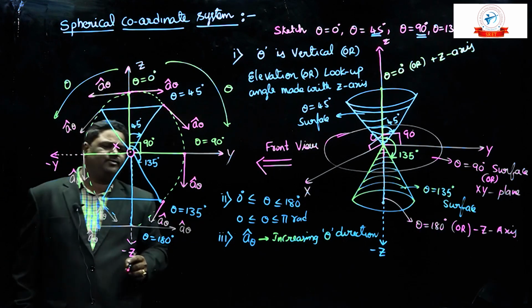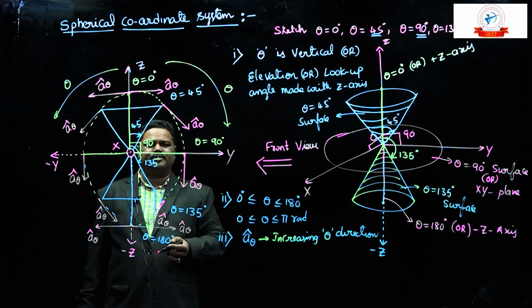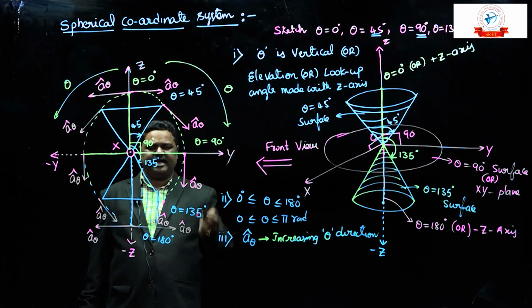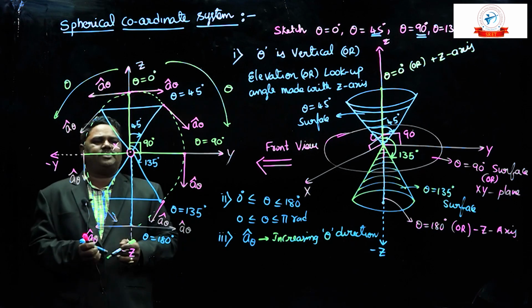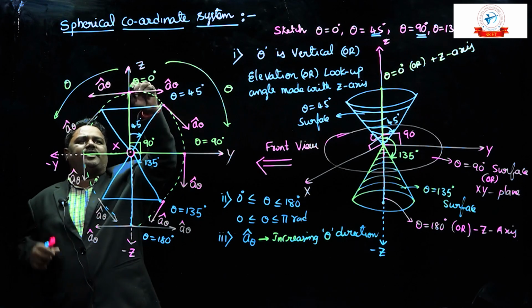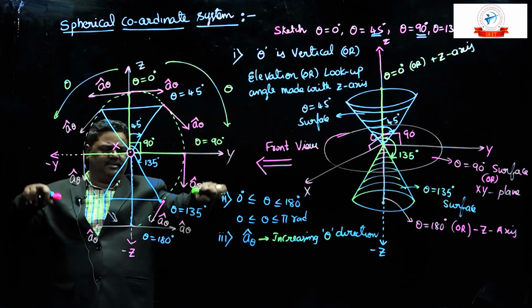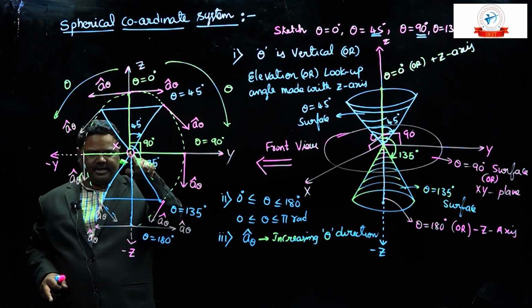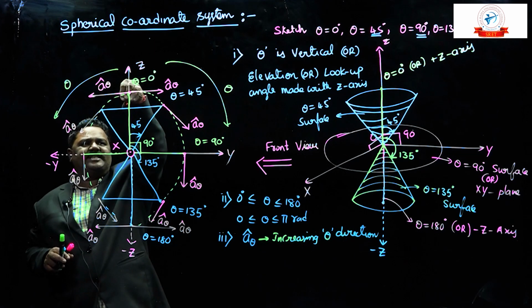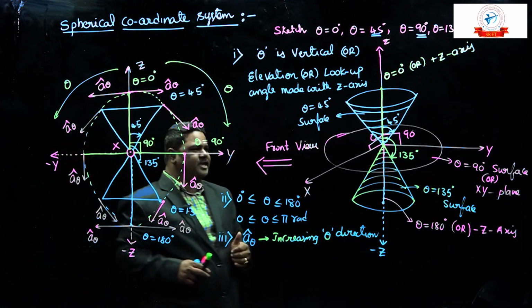Increasing theta curve. Now, how do we define theta cap from this diagram? Here, all these are tangents, and all these tangents are around this center point. This center point is nothing but the origin. Generally, the cone is expanding like this, as you can observe in this diagram.